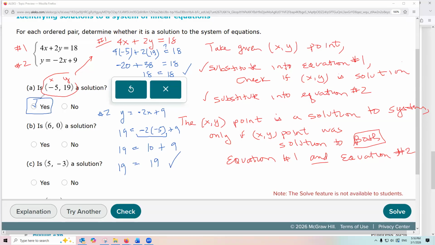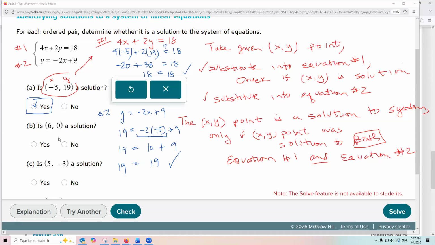Now, what might happen is the XY pair they give you is a solution to equation 1, but not when you plug it into equation 2. Then your answer is no, it's not a solution to the system. So again, the XY pair they give you has to work in both equations in order to be considered a solution to the overall system of equations.